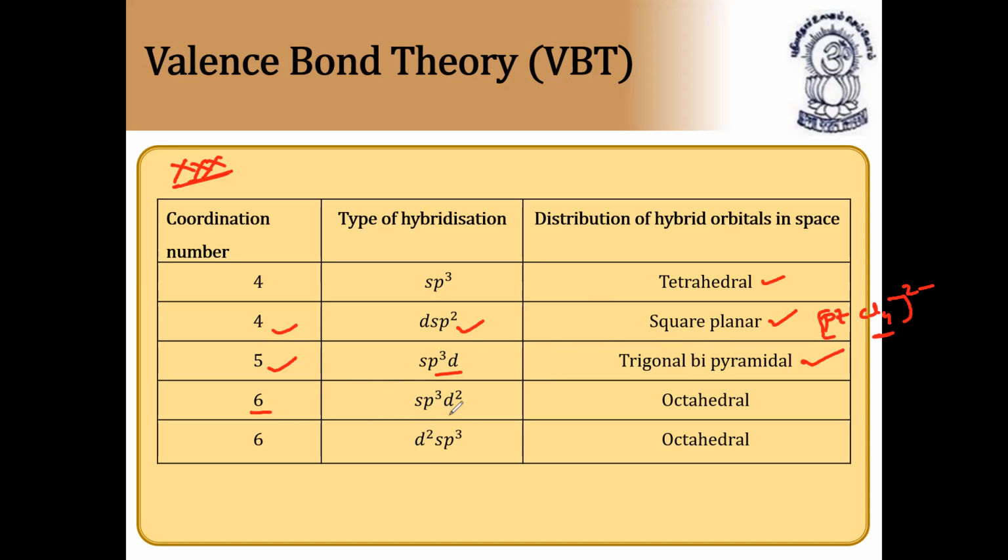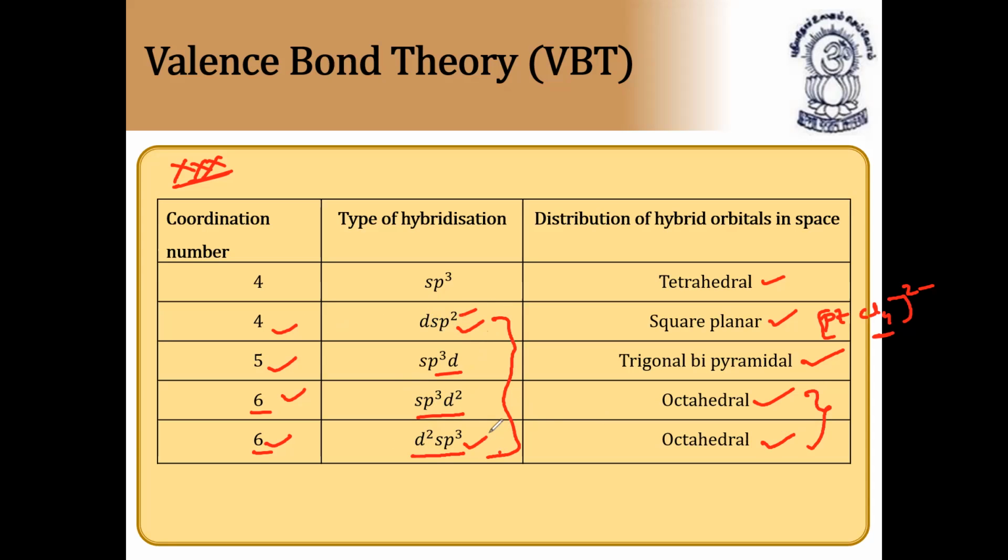Similarly, if the metal has coordination number 6, it has hybridization sp3d2, and the shape of the complex is octahedral. One more hybridization can also be found because of the involvement of transition metal complexes: d2sp3, which also has an octahedral shape. So for octahedral, two types of hybridization are possible: one is sp3d2, another is d2sp3. If inner d electrons are involved in bonding, it will undergo d2sp3 hybridization. And in coordination number 4 compounds, if d orbitals are involved, they have dsp2 hybridization. So these two are very, very important.